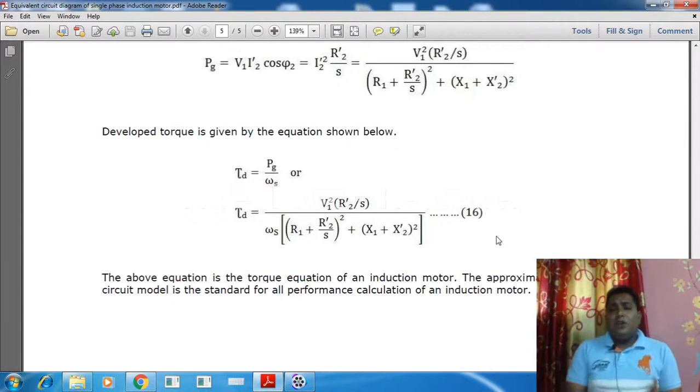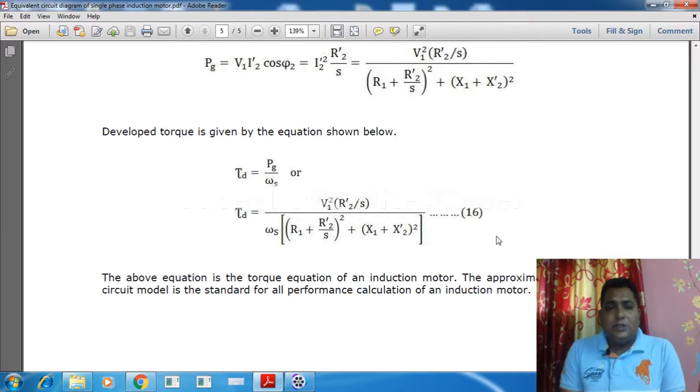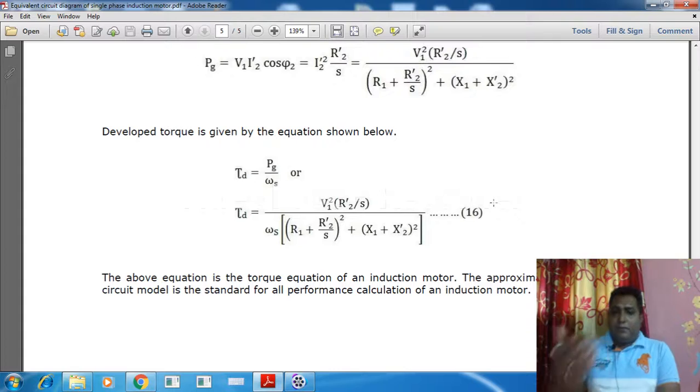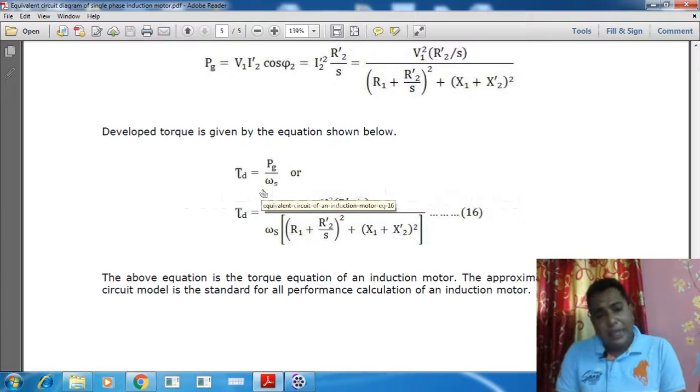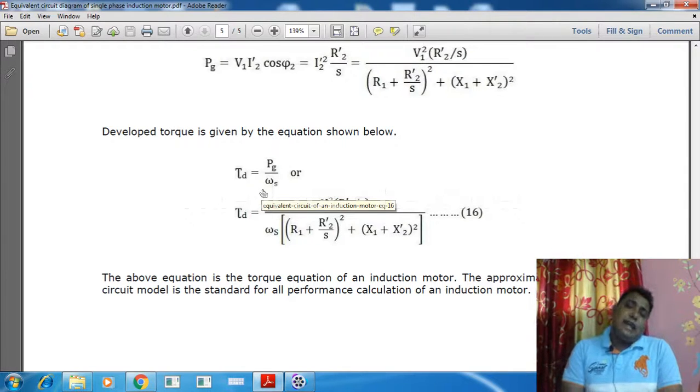So what is the torque at the end? We can find it out. What is the torque value? The developed torque is given by the equation. So what is the torque equation? The developed torque TD is given by tau equals PG by omega S. What is PG? PG we have already discussed in the previous equation. So that is the torque equation that we can find out here. This is all about the torque equation of an induction motor.